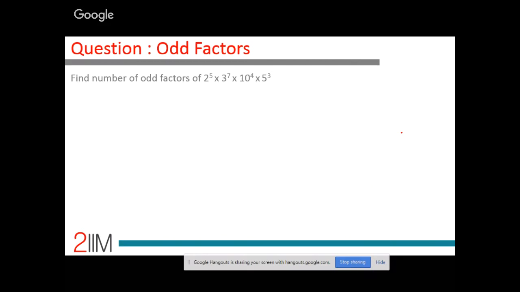Try this one. The first two questions were tougher. This is far simple. This is very routine. Plug in the formula, it should be done.